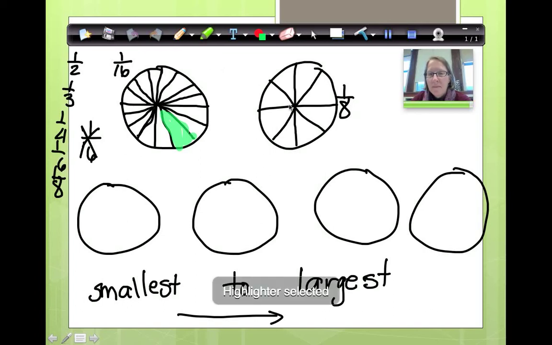Now look at the pieces. Is this piece right here a little bit bigger than this? Yeah. 1/16 is smaller than 1/8, isn't it? Okay. Which is next? Oh, 1/6.